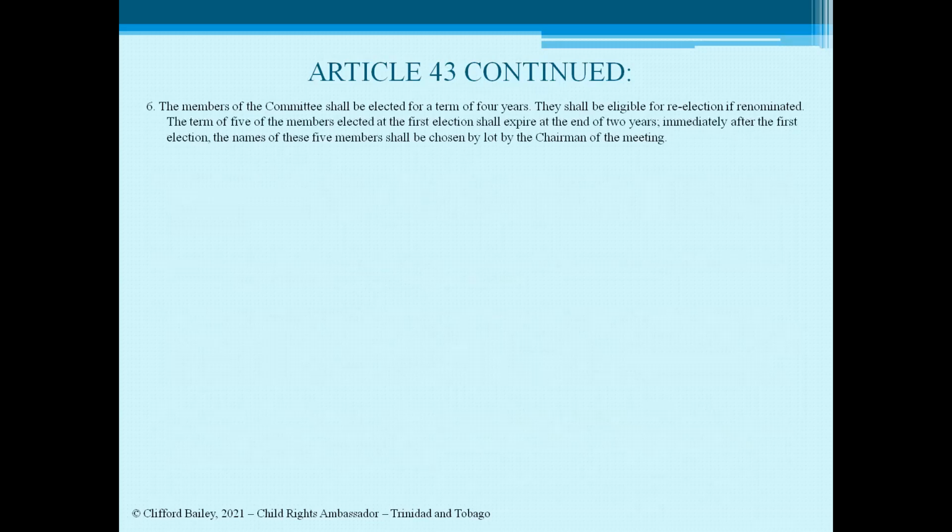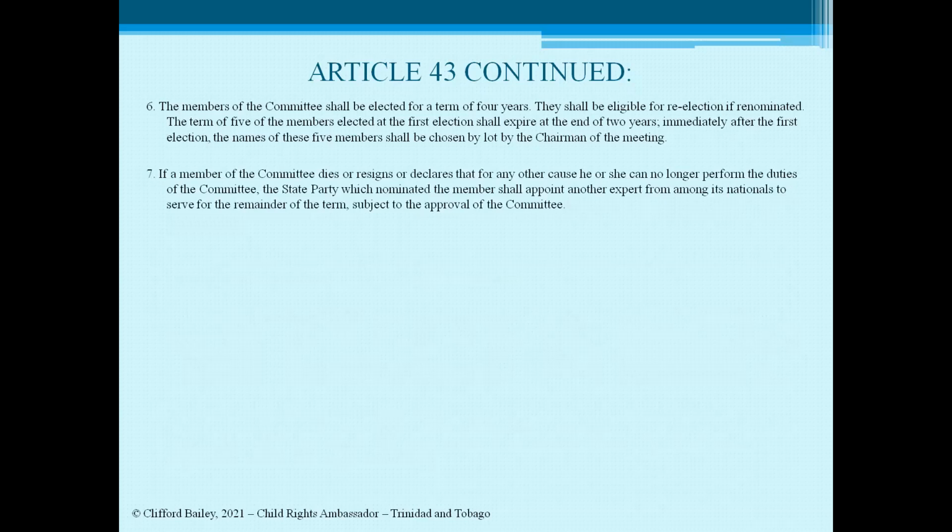Continuing from Article 43. The members of the committee shall be elected for a term of 4 years. They shall be eligible for re-election if nominated. The term of 5 of the members elected at the first election shall expire at the end of 2 years; immediately after the first election, the names of these 5 members shall be chosen by lot by the chairman of the meeting.